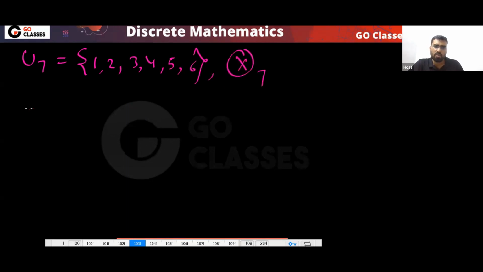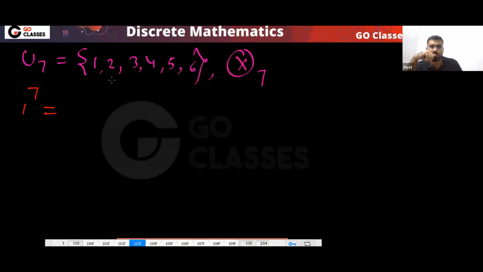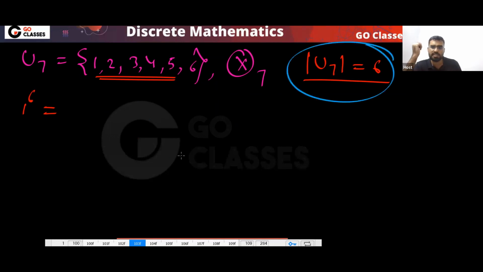And tell me, what is 1 power 7? Basically, I'm asking, if you can notice the order here. Sorry, the order of U7 is actually 6, right? So what is 1 power 6? Because the order is 6. That will be 1, only the identity element.